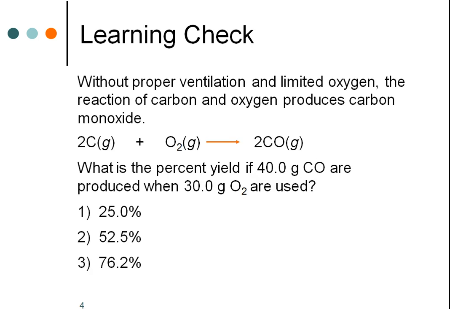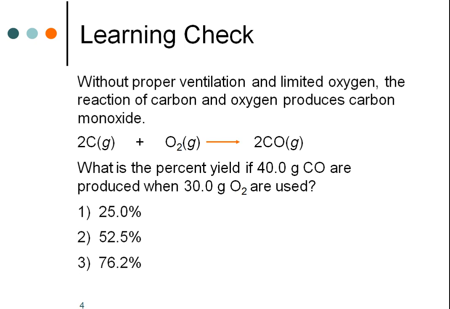Now in chemistry, a problem might look like this. Without proper ventilation and limited oxygen, the reaction of carbon and oxygen produce carbon monoxide. The reaction is listed here, 2C plus O2 makes 2CO. What is the percent yield if 40 grams of carbon monoxide are produced when 30 grams of oxygen are used? Since we're solving for percent yield, again, we need to, in this case, know what the actual amount is and what the theoretical amount is. And we can then divide those two numbers, multiply by 100, and then get our answer.